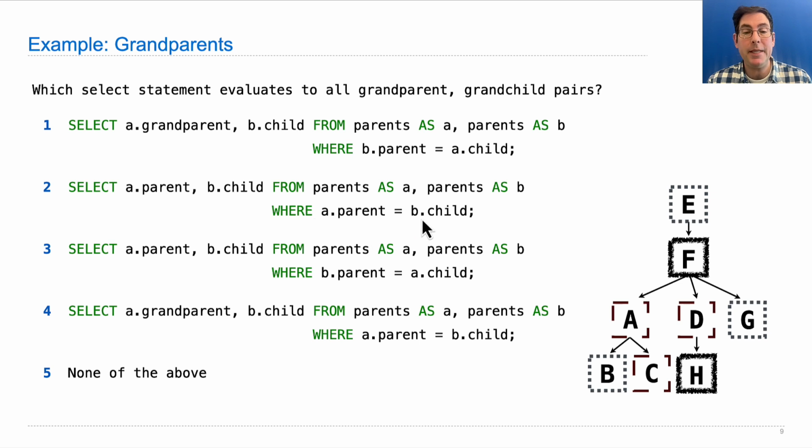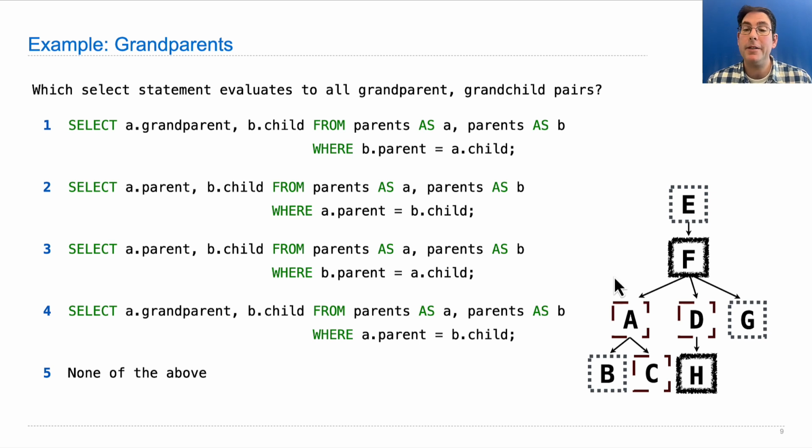A.parent equals B.child means that A.parent and B.child would be the same dog. So they can't be the grandparent-grandchild pairs. Instead, where B.parent equals A.child means that A.parent is the parent of A.child, which is the parent of B.child. So 3 gives us what we want, and we can verify it with an example.